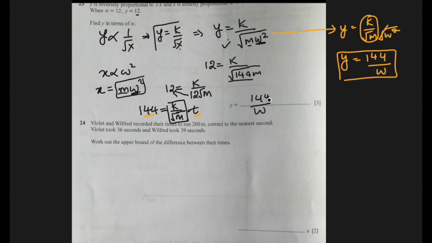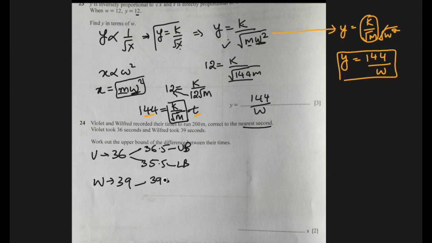Let's go to the next one. Violet and Wilfred recorded their times to run 200 meters, correct to the nearest second. Violet took 36 seconds, Wilfred took 39 seconds. Since they rounded off correct to the nearest second, that means it is between 35.5 and 36.5 somewhere. This becomes the upper bound and this becomes the lower bound for it. Similarly here, the upper bound will be 39.5 and the lower bound will be 38.5.